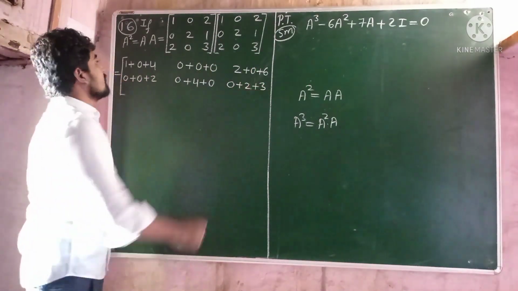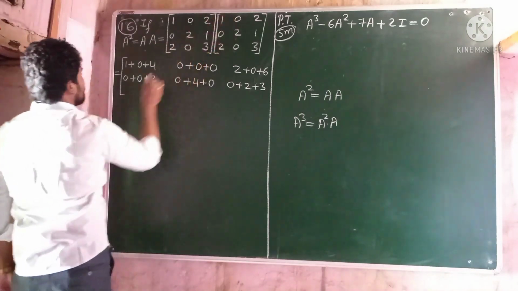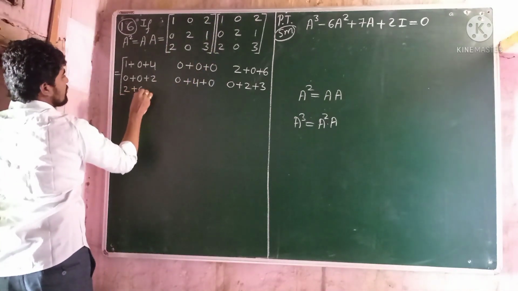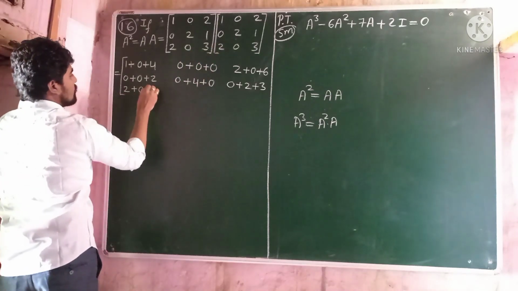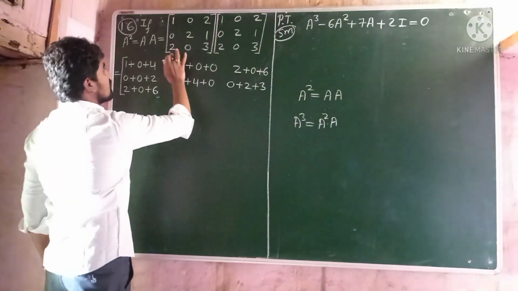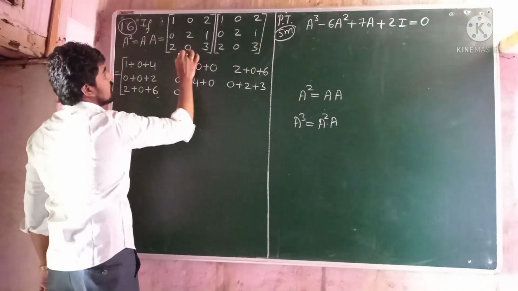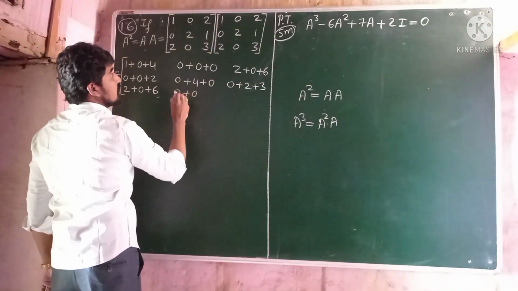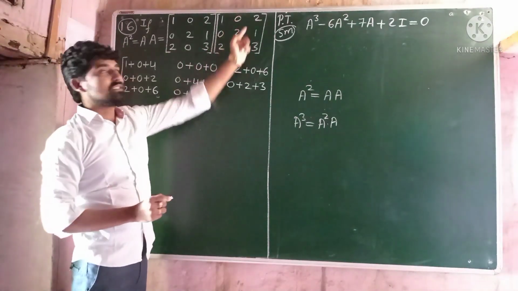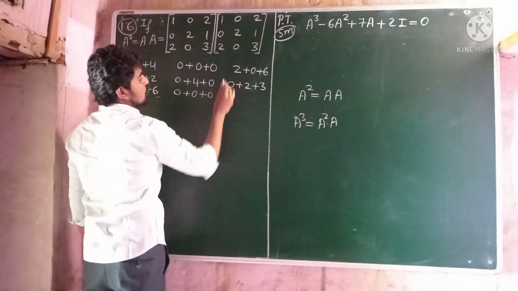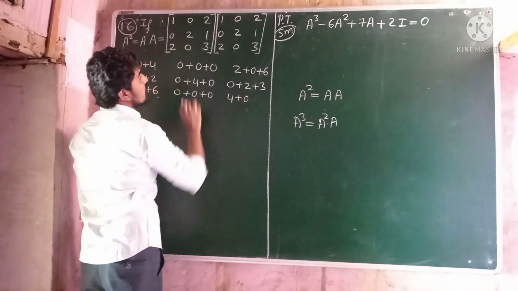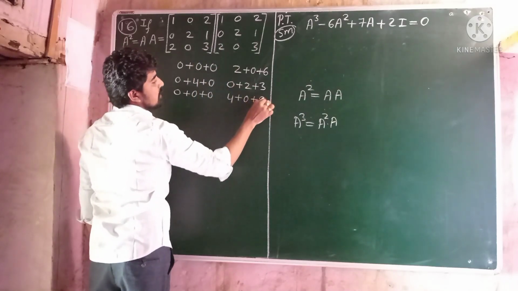Similarly, third row first column: 2 into 1 is 2, 0 into 0 is 0, 3 into 2 is 6. Third row second column: 2 into 0 is 0, 0 into 2 is 0, 3 into 0 is 0. Third row third column: 2 into 2 is 4, 0 into 1 is 0, 3 into 3 is 9.